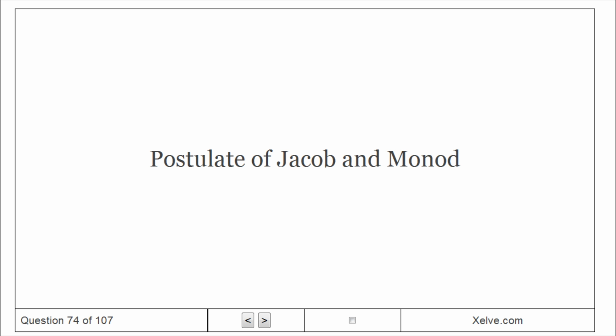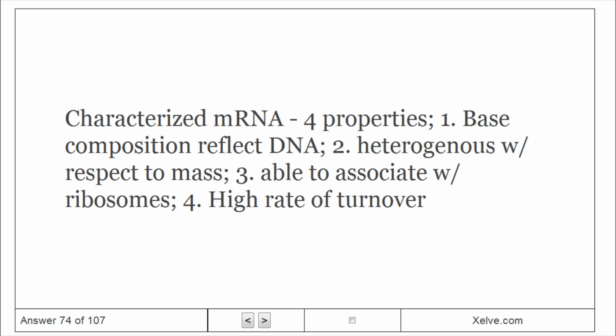Postulate of Jacob and Monod. Characterized mRNA. 4 properties: 1. Base composition reflects DNA. 2. Heterogeneous with respect to mass. 3. Able to associate with ribosomes. 4. High rate of turnover.